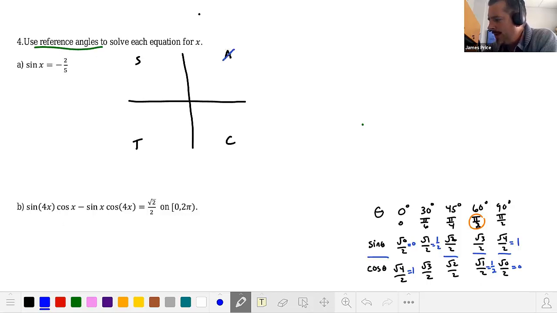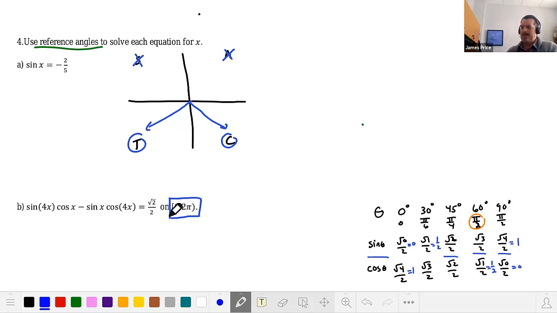So I know I can't live here and I can't live here. So I live in this quadrant or that quadrant. I draw both the angles because you're going to get lots of answers here. So notice your answers aren't limited. The next problem, you do limit your answers a little bit between 0 and 2 pi. But up here, there's no limit. So you're going to get an infinite number of answers.